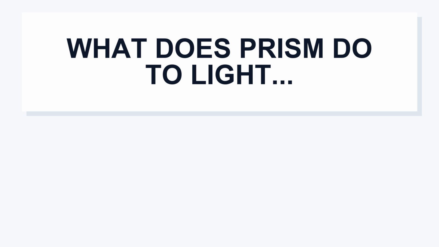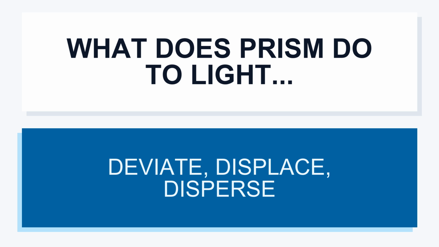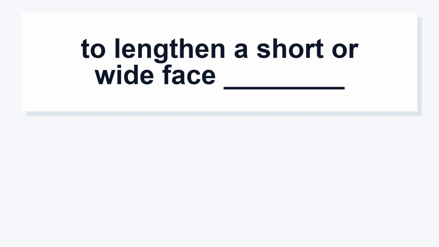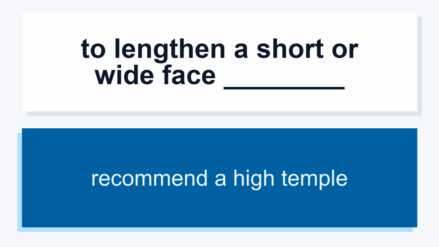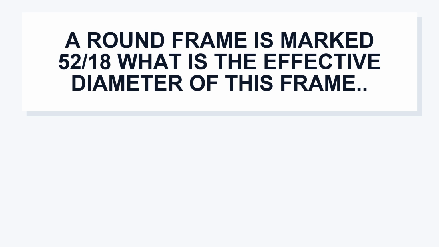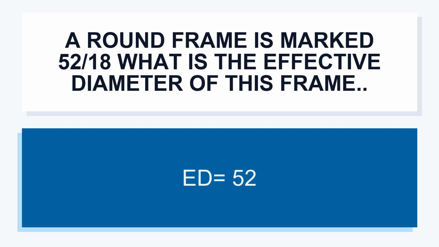What does prism do to light? Deviate, displace, disperse. To lengthen a short or wide face, blank. Recommend a high temple. A round frame is marked 52/18. What is the effective diameter of this frame? It equals 52.